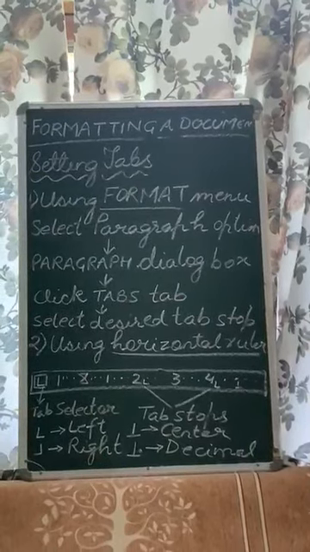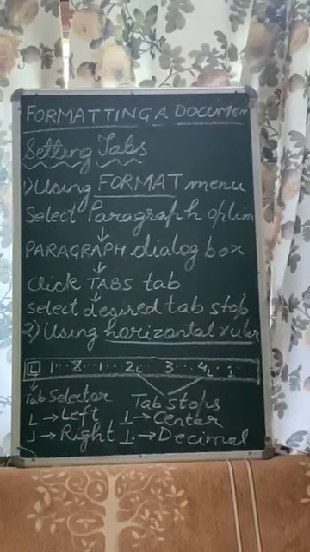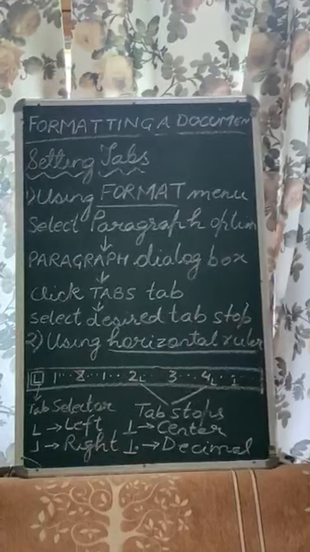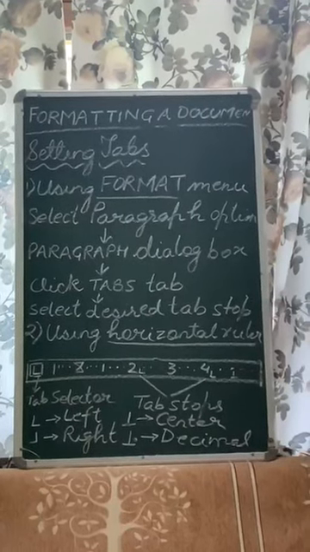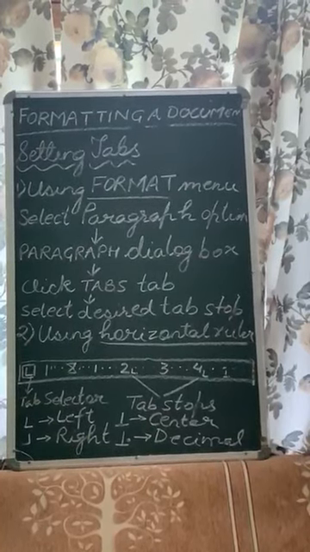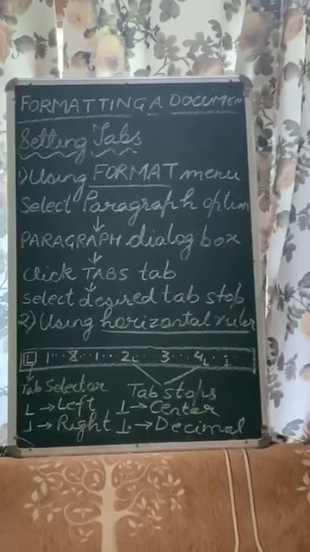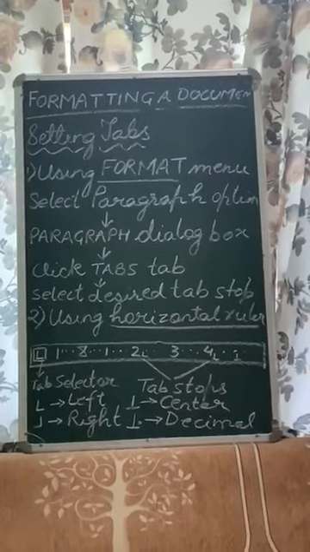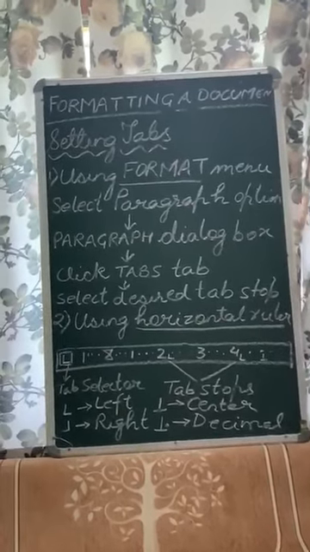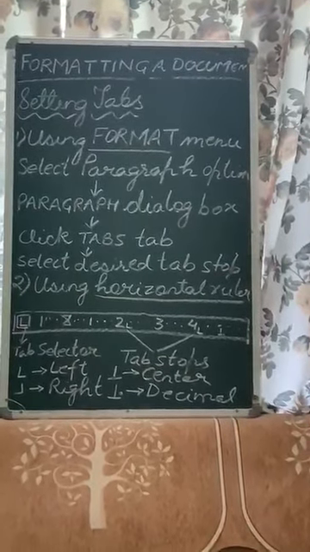T-A-B-S, tabs. There were various tabs there. Indents and spacing was there. Alignment was there. So now you have to click on the tab whose name is tabs. And then from there you will find that there are various types of tab: left, right, centered and decimal. According to whatever you need, you can select the tab stop type and then you can click OK. So this is one way of setting the tabs, that is using the format menu.